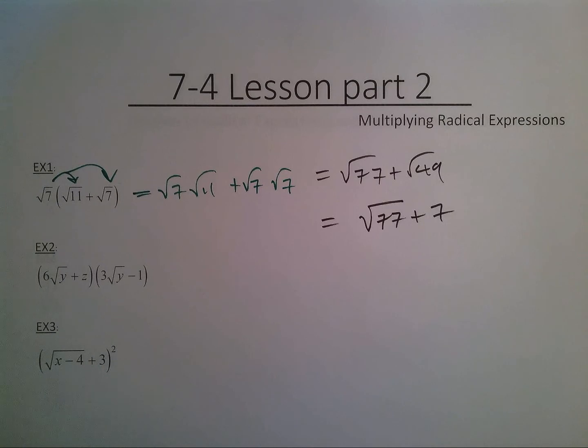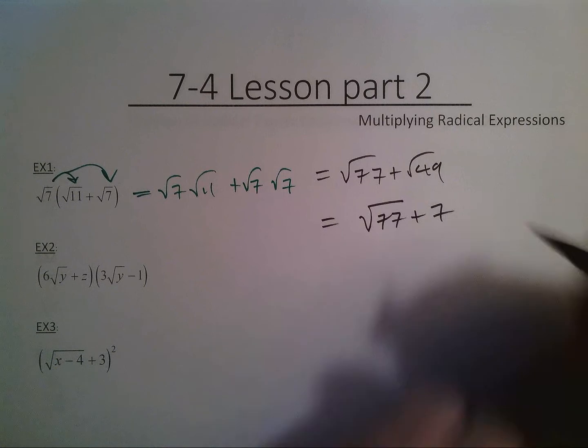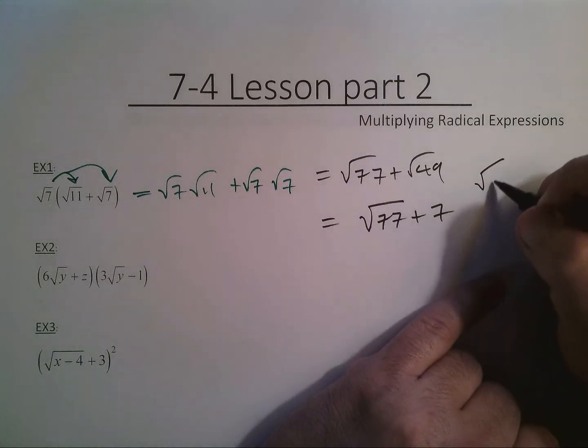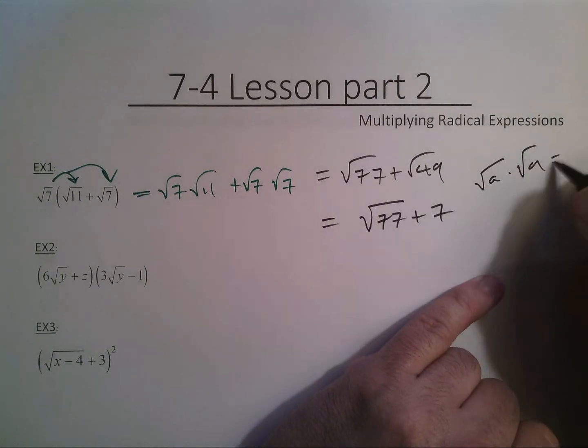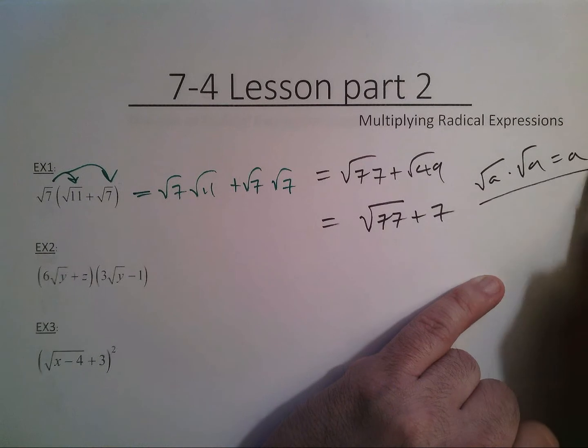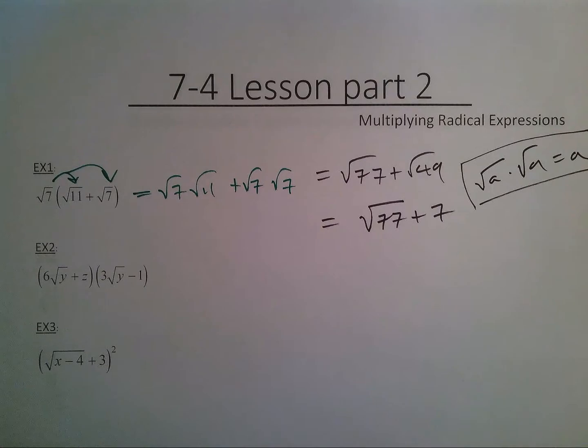Now, you need to get used to multiplying the radicals, and the big thing to remember is the square root of a times the square root of a is equal to a. Right? Anything times itself with the radical goes away, and you're just left with the inside term. Now, for the next two expressions, I'm going to use either FOIL or the box method. My preference is the box method.